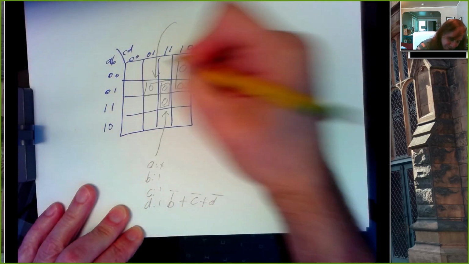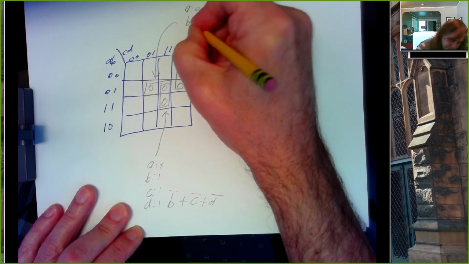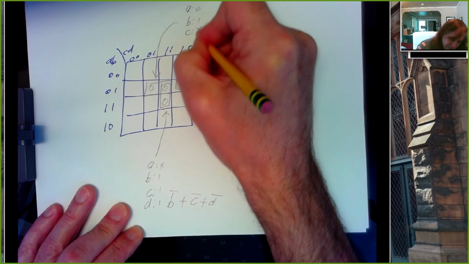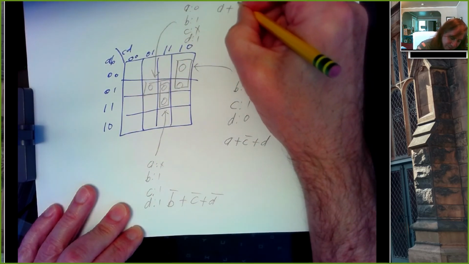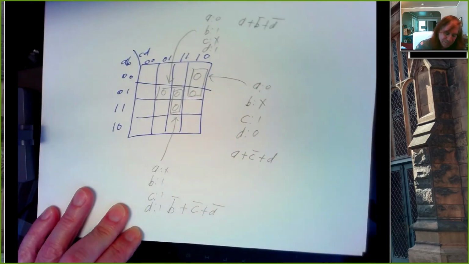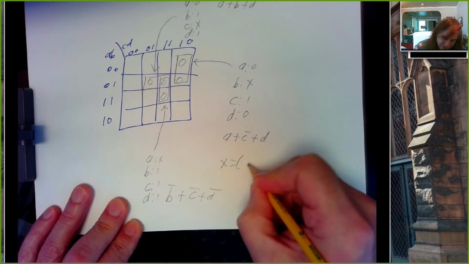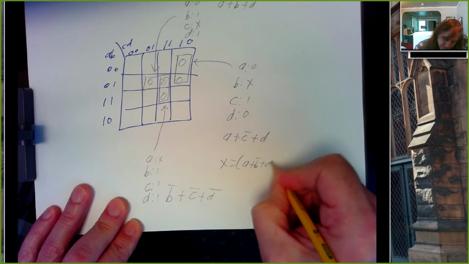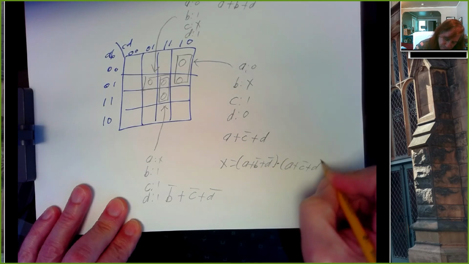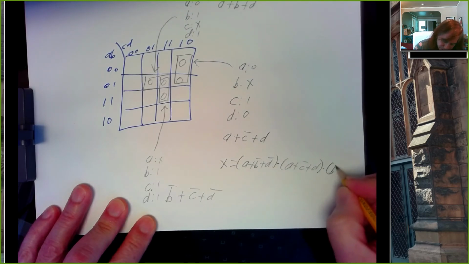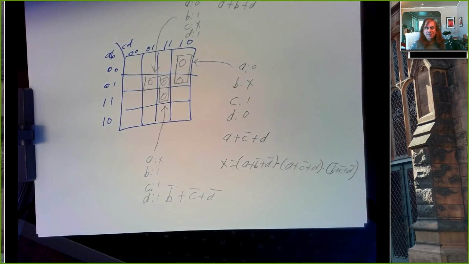And this rectangle that's going horizontally looks like A is a 0, B is a 1, C doesn't matter, and D is a 1. And so that's A or B bar or D bar. And then your final expression would be the product of those. Give or take typos, there's your expression for X.